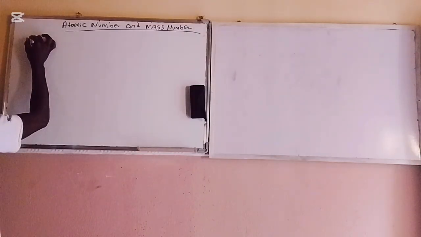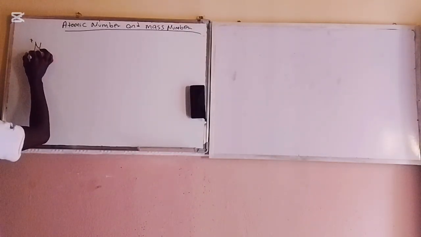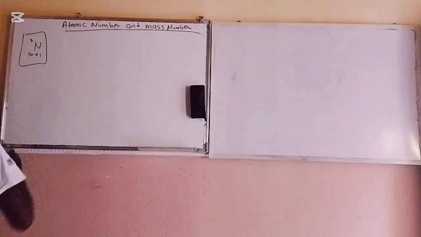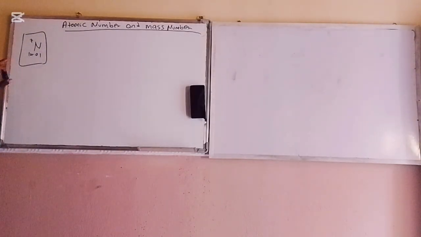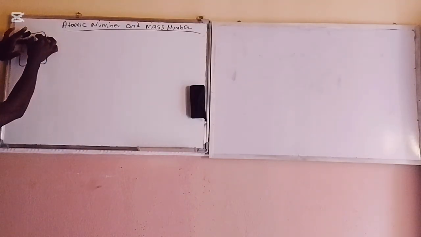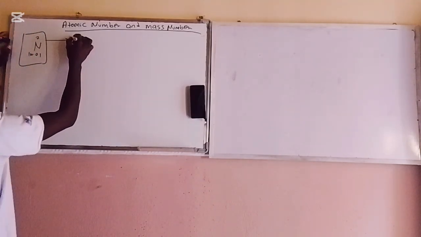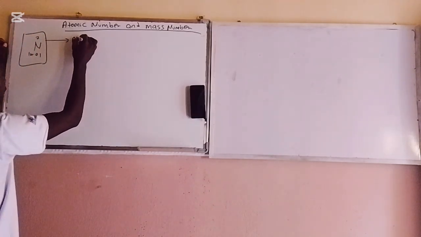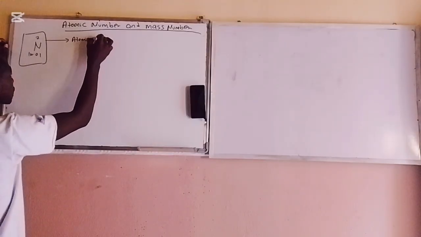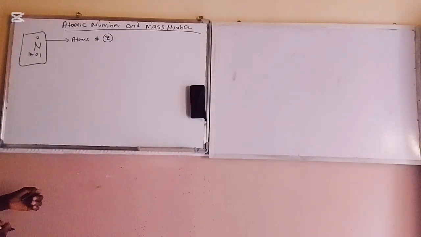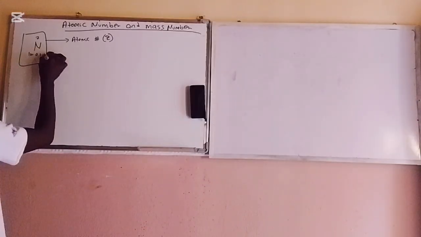Let's say we have, this is 7, this is 14.01. When you see this, what comes to your mind? When you see 14.01, what comes to your mind? This is what we call the atomic number, which we indicate as Z.